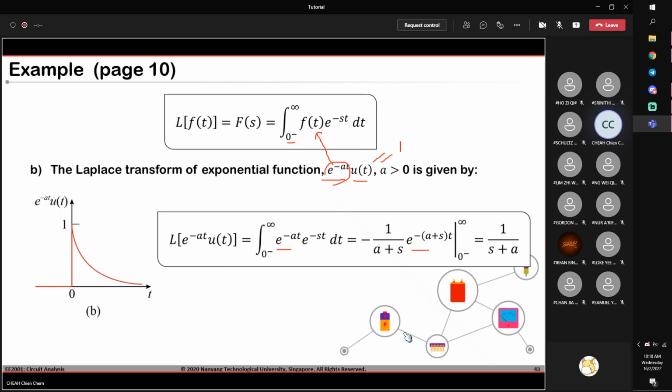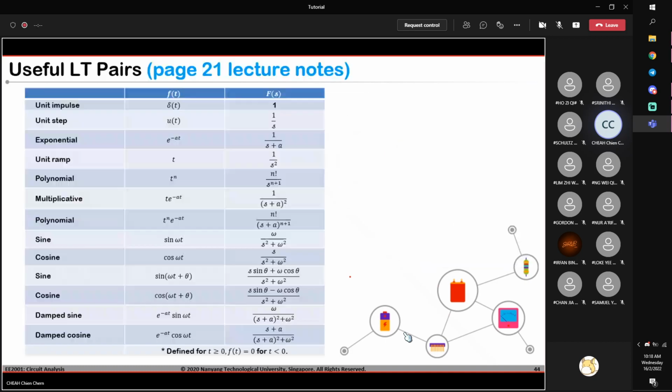Then you get these terms, and integrating this term, you put this to the front. Impose these conditions, t equal to infinity, t equal to 0, you get 1 over s plus a. So this just means that the Laplace transformation of this exponential term in the time domain is equal to 1 over s plus a in the Laplace domain. As I said, you do not need to derive this, fortunately. For this course, we focus on how to use this table.